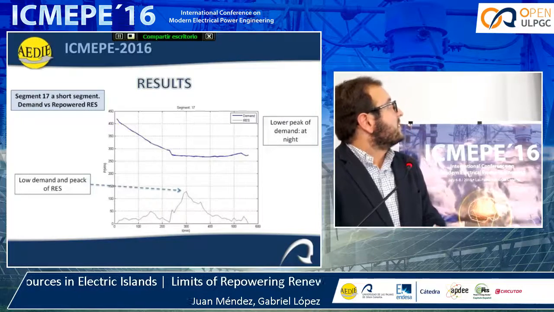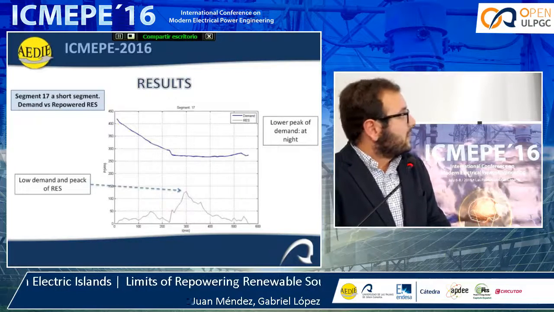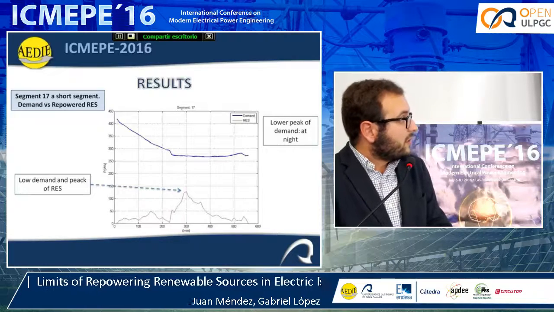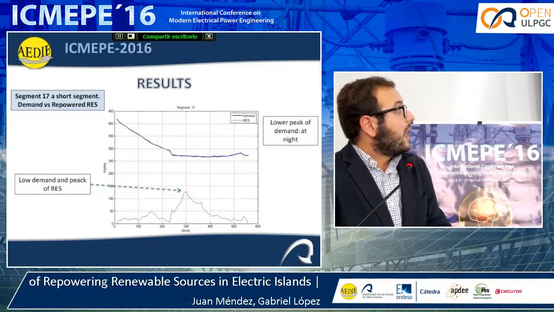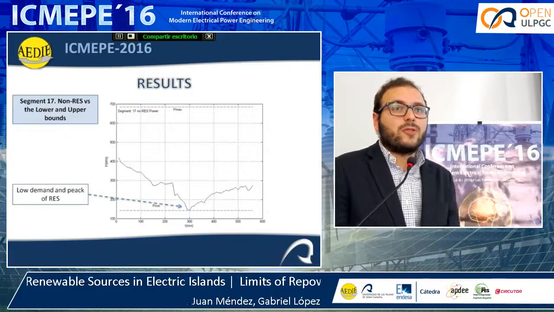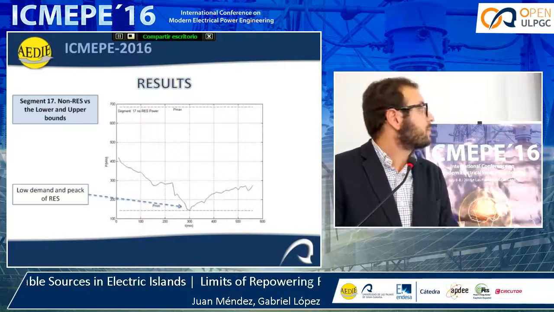Another result, segment 17, is represented in this graphic, and the fall was produced at this point where the power of the renewable energies is increasing. And the reason for the fall was the same. The fossil sources could not reduce their power below the minimum power limit.